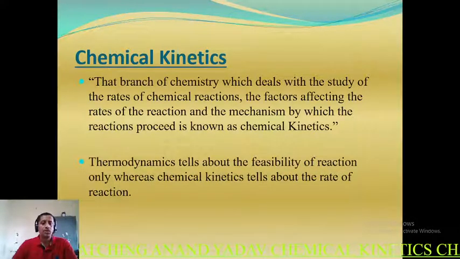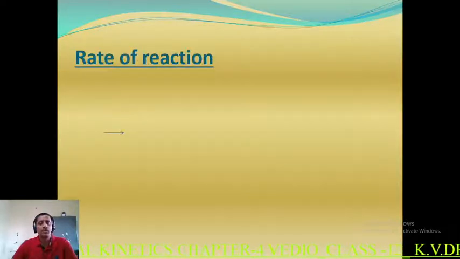Dear students, you have studied thermodynamics in class 11th. In thermodynamics, we come to know whether the reaction is feasible or not. So thermodynamics tells us about the feasibility of a reaction, but it does not tell us anything about the rate of the reaction. It is the chemical kinetics branch of chemistry that tells us about the rate of reaction. So to understand chemical kinetics, first of all we must understand what we mean by the rate of reaction. What is rate of reaction?